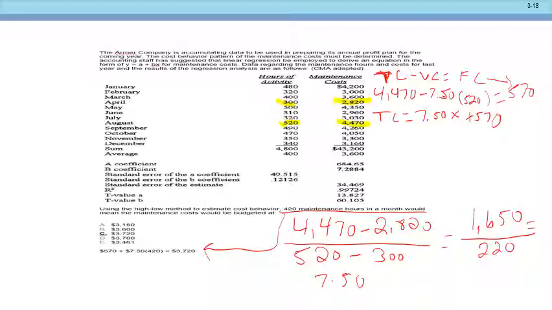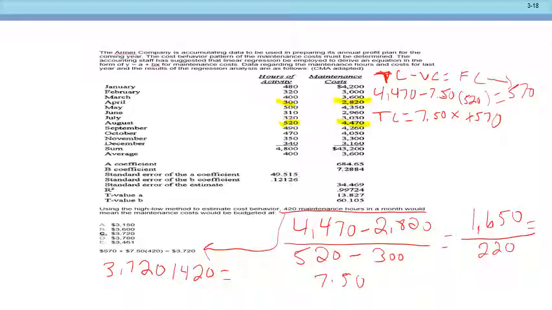Okay, so you want me to take this 3720, you're saying? No. To get the predetermined manufacturing overhead rate, I take the 3720, my total cost, and I divide it by 420 units. That gives me the predetermined manufacturing overhead rate, doesn't it?